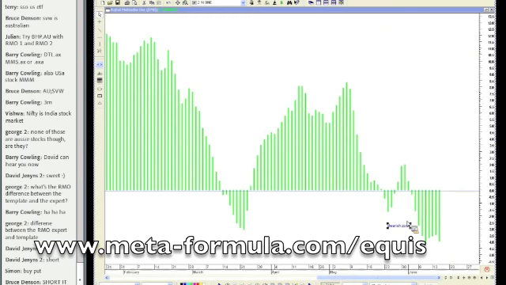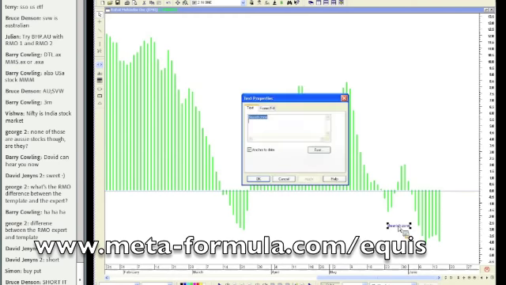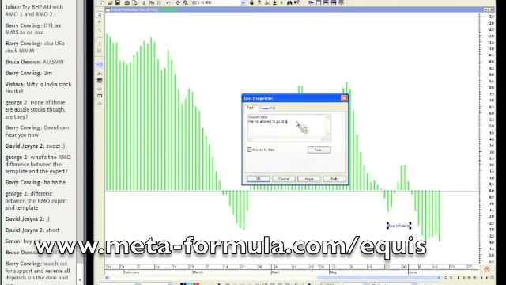Okay? So when we say we're in a bearish zone, we're going to establish some rules around that. In a bearish zone, we are not allowed to go long. Okay? We are allowed to short.